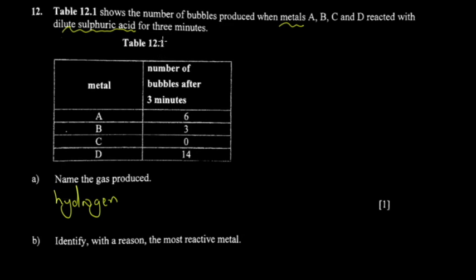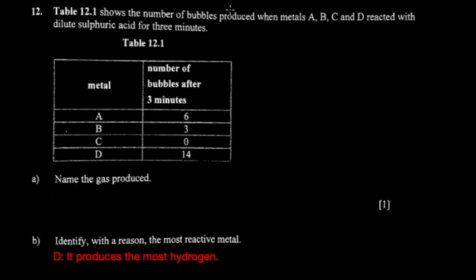Then the next part says identify with the reason the most reactive metal. So here I already preloaded the answer. The most reactive metal is D here. Why? Because it produces the highest number of bubbles after the 3 minutes. So it produces the most hydrogen, in other words. So that's why we chose this. Again, a metal reacting with sulfuric acid produces hydrogen. Just like that. Let's quickly move to the next part.